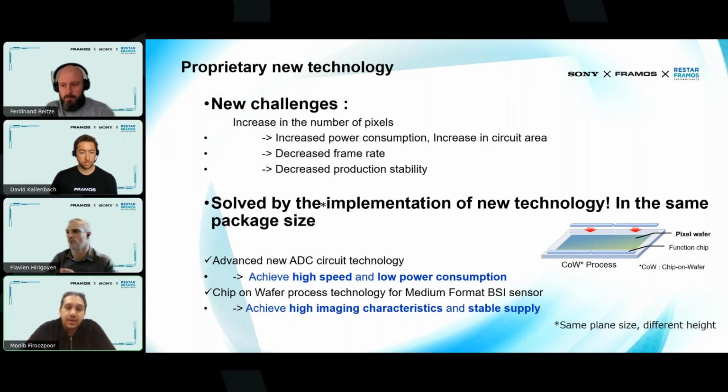However, Sony has overcome these challenges using two technologies. The first one is the advanced new ADC circuit. This is to achieve high speed and low power consumption at the same time. And the second one is a chip-on-wafer process technology for backside illuminated sensors only. This is to achieve high imaging characteristics and a stable supply without putting the customer into trouble.